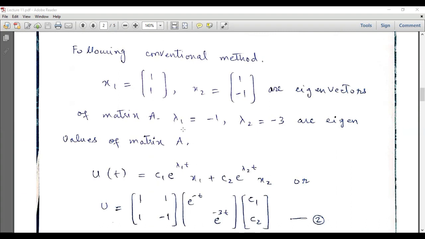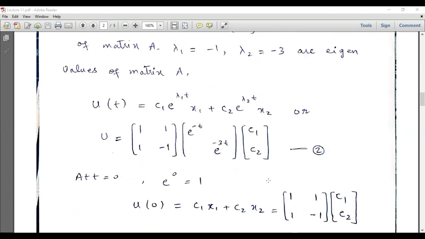So the general solution based on the types of eigenvalues can be written as u(t) equal to c1 e^(λ1 t) x1 plus c2 e^(λ2 t) x2. And we can apply initial conditions to evaluate the values of these two constants c1 and c2. So let's substitute t equal to 0. So we will have u(0) equal to c1 x1 plus c2 x2.